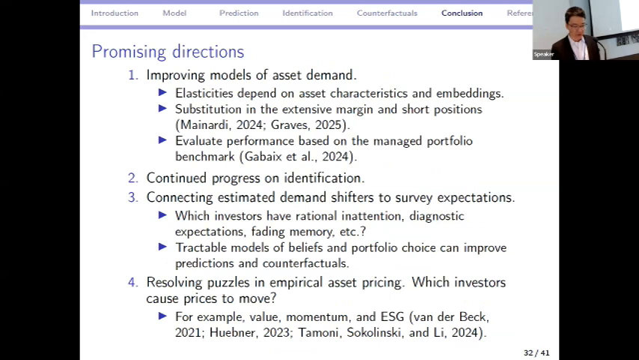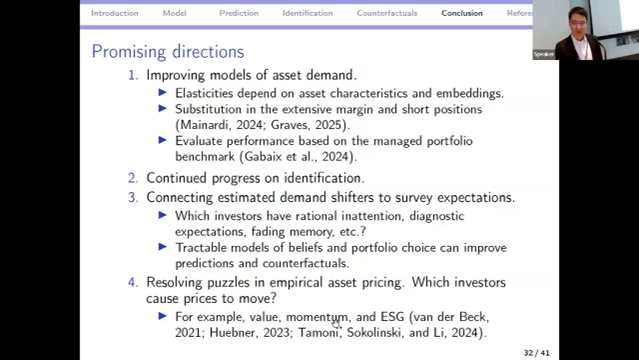In terms of promising directions for future work, there could be further improvements in our models of asset demand, and there's a lot of work in that area. Of course, there are always ways to improve identification. We want to connect demand shifters to survey expectations. When I was hearing Stefan's very interesting presentation this morning, I was trying to connect it to work Ricardo Reis has done on inflation expectations that come from portfolio data. How do these two align, Ricardo's papers versus Stefan's paper? That would be a great research agenda.